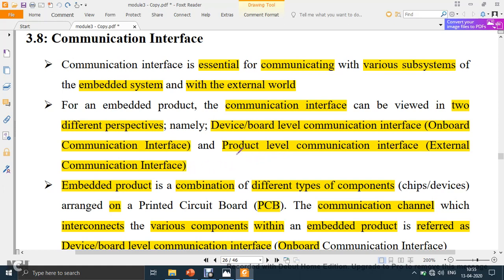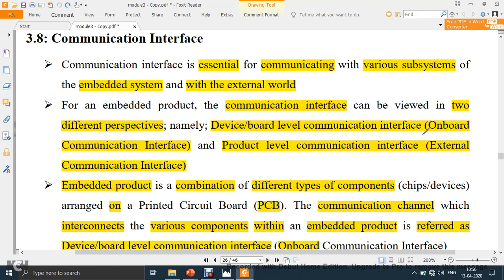For example, you all know about Raspberry Pi, right? Raspberry Pi is a SoC, system on chip, which has a processor, working memory, and interfaces like USB and Wi-Fi. Why is Wi-Fi used? Suppose you want to communicate from your PC to your Raspberry Pi; you can do that using Wi-Fi. That Wi-Fi is a product level or external communication interface, because you are trying to communicate from the embedded system to some other product, which is your PC.